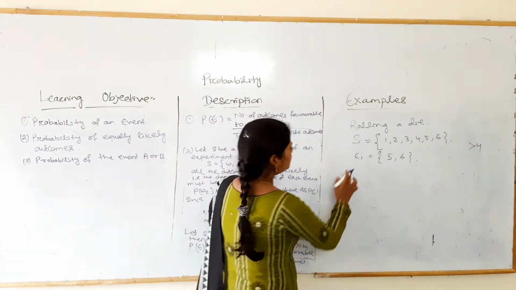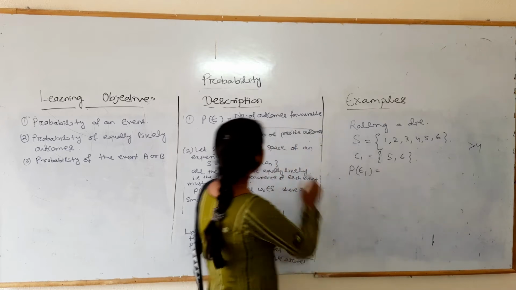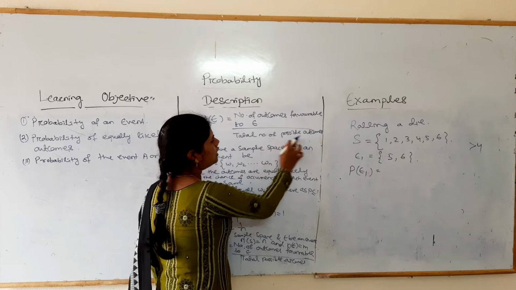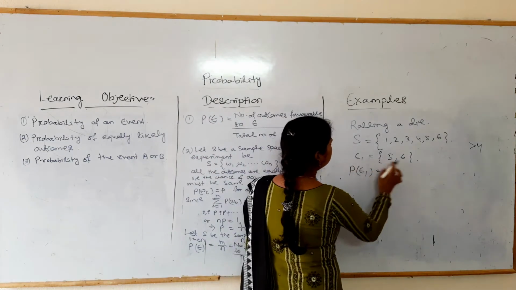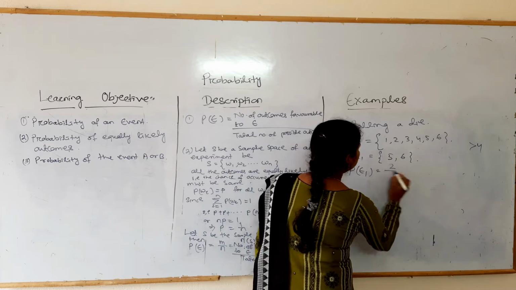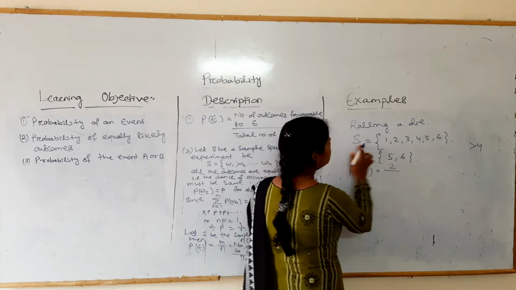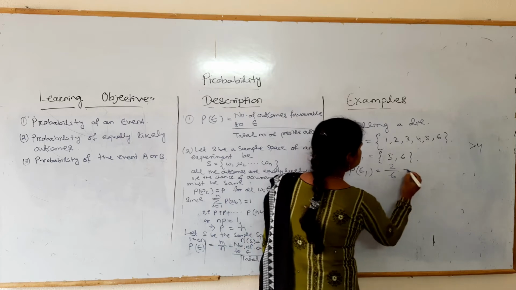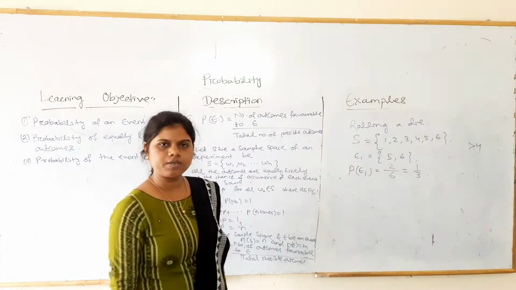Clear? So the probability of this event, that means P of E1, is equal to, this is the formula, number of outcomes favorable to E divided by total number of possible outcomes. So for this event, the number of favorable outcomes is 2, divided by the total number of outcomes of this experiment, that means 6. So it equals 2 by 6, which is 1 by 3. So this is the probability of this event.